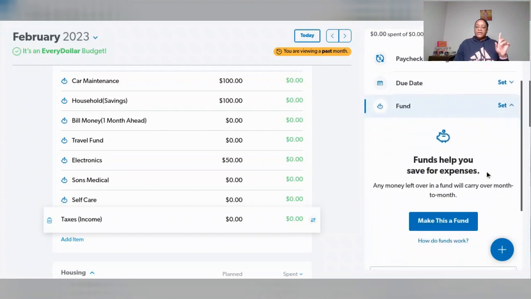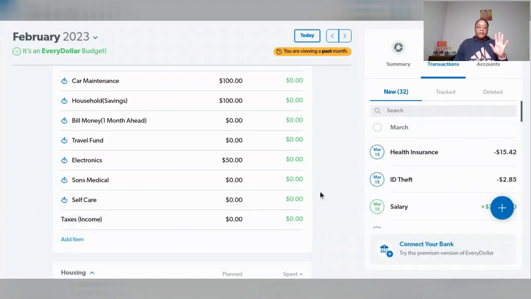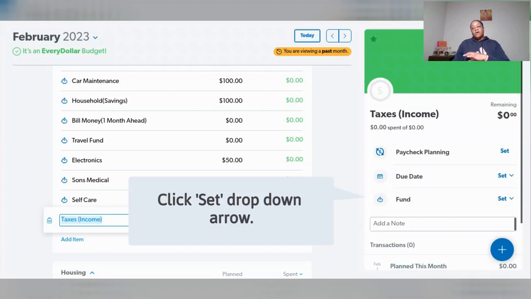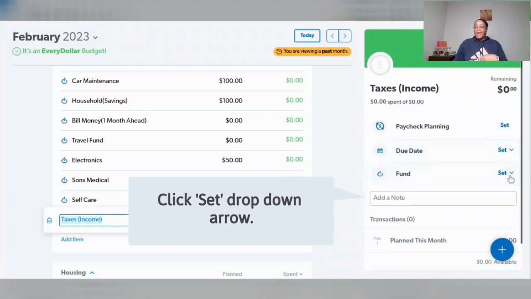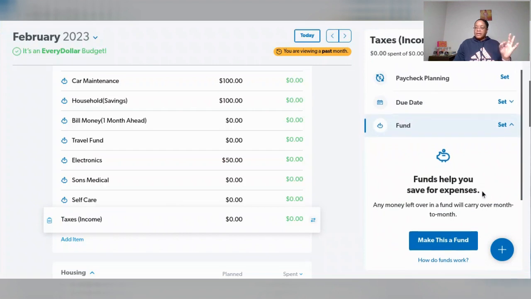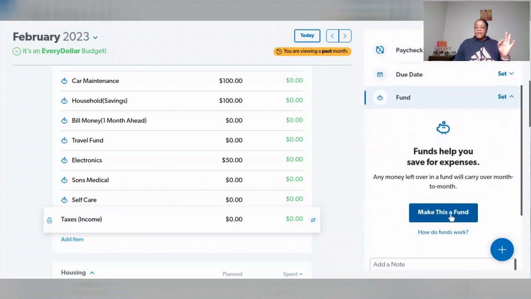Now, for this fund, I don't know if you notice over here, you see that I have taxes, and I'm going to click out of that. You can see self-care, son's medical, electronics, travel fund. All of these have a little piggy bank on the outside, but my taxes don't. So I want that piggy bank on my taxes, so that whatever dollar amount I put on there when I create my budget for the next month, it carries over that balance. I've already created March, so I'm going to see what happens here. But here we're going to click the set drop down, and then make this a fund.